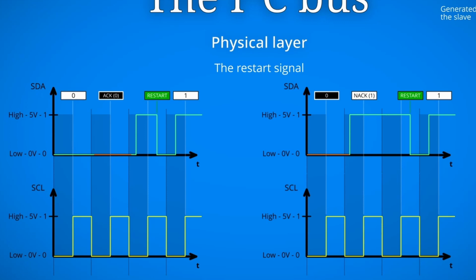In either case, the restart signal is generated by the master like it's sending a 1. It sets SDA in the high state during phase 1, but instead of keeping it high during the second phase, it sets it to low. This violates the rule that wants that the SDA's state doesn't change during the second phase. This violation indicates that it's the restart signal that's transmitted instead of the data bit 1.